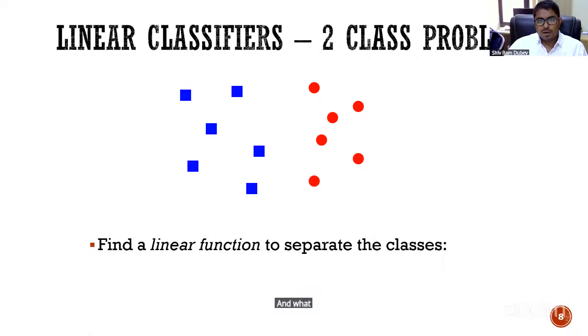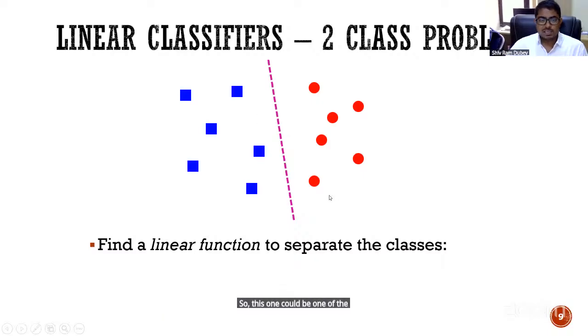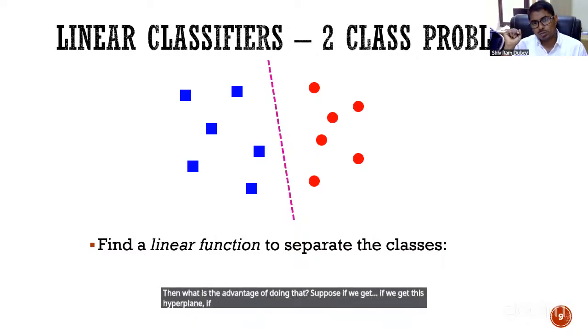And what we want to find out here, because this is just a simpler case of the linear classifier, is: can we get a hyperplane, because this is in d-dimensional space, which separates these two distributions? For example, like this. This could be one of the hyperplanes which can separate these two distributions. Then what is the advantage of doing that? Suppose we get the equation or the coefficients of this hyperplane, then our problem will be solved.